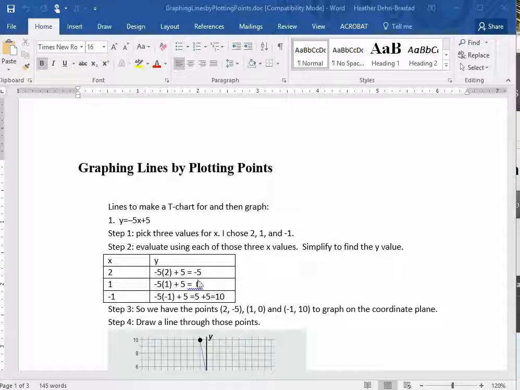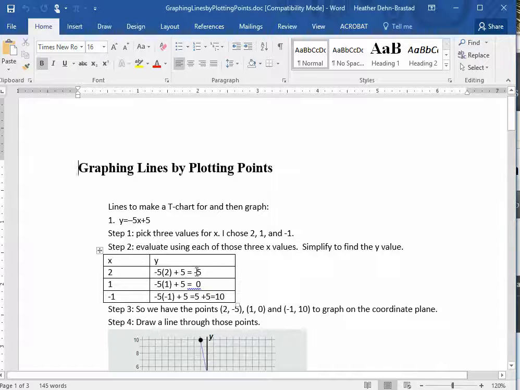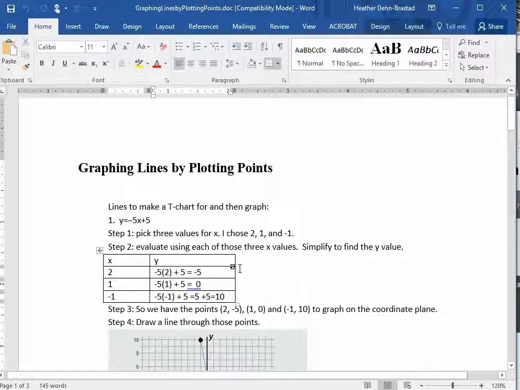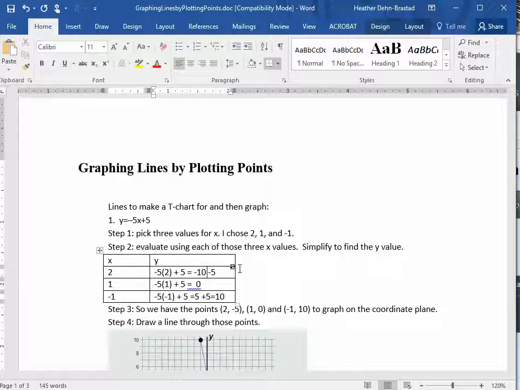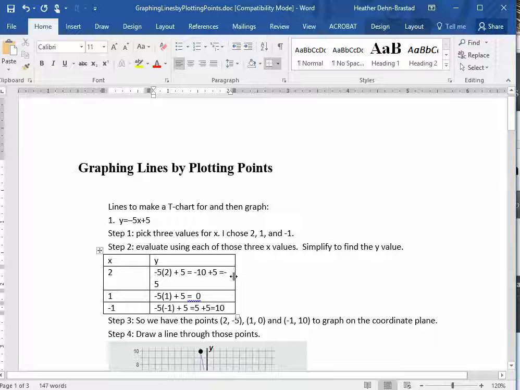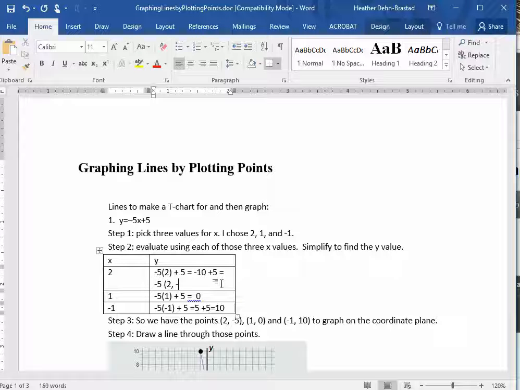So in the first one, when we let x be 2, I just replace the x up here with 2. So -5 times 2, that'd be -10. Here, let me write that in. So that would be -10 plus 5, because that was in the equation, is equal to -5. So our first point is going to be at 2, -5. Let me write that out. So the first point will be at 2, -5.